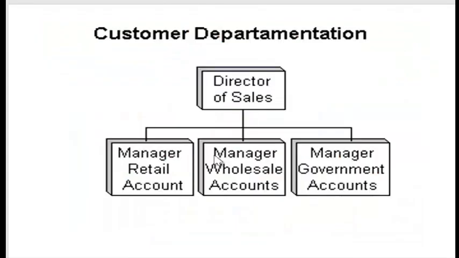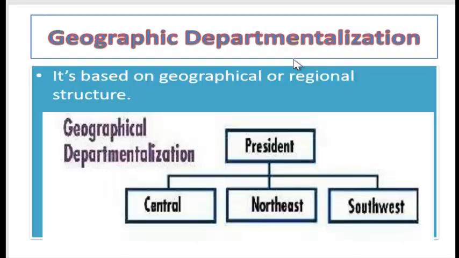Okay, like director of sales, so manager retail account, manager wholesale account, manager government account. So you could have a government account, you could have wholesale business, you could also be dealing with the retail where you sell to the individual people. So depending on that, you have a different department depending upon the customer. Does that make sense?